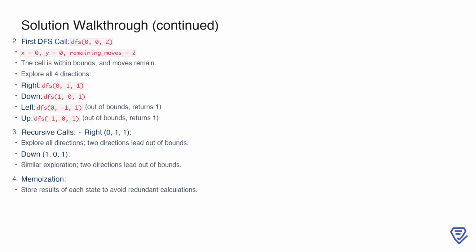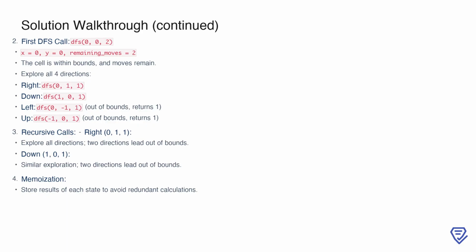The process begins with a depth-first search call, starting at cell 0, 0, with 2 moves remaining. Since this cell is within bounds and we still have moves left, we proceed to explore all 4 directions. Moving right brings us to cell 0, 1, with 1 move left, and moving down takes us to cell 1, 0, with 1 move left. Moving left or up, however, leads out of bounds immediately, so each of these returns 1 as they count as valid paths that exit the grid.